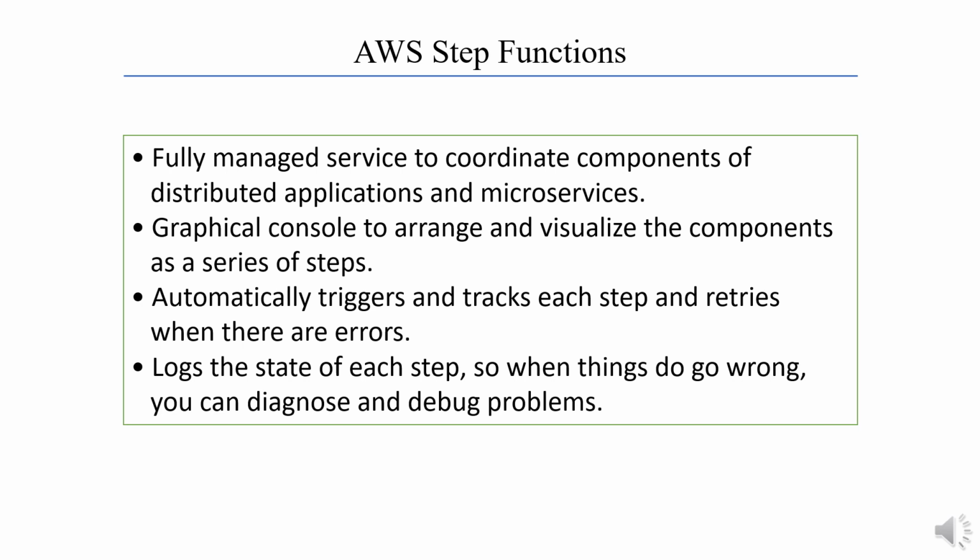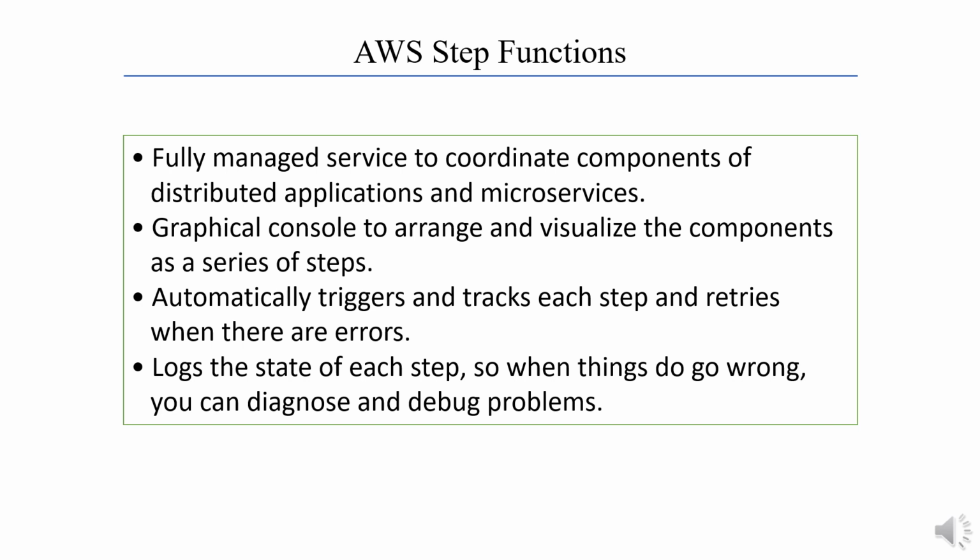AWS Step Functions is a fully managed service that makes it easier to coordinate the components of distributed applications and microservices using visual workflows. It provides a graphical console to arrange and visualize the components of your application as a series of steps. AWS Step Functions automatically triggers and tracks each step and retries when there are errors, so your application executes in order and as expected.